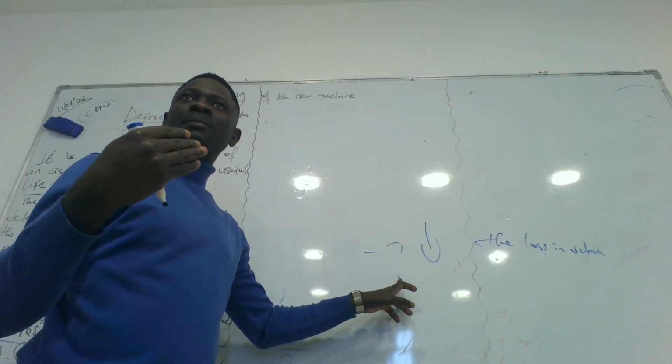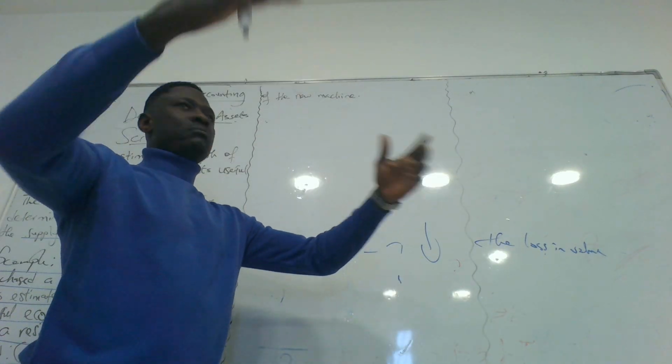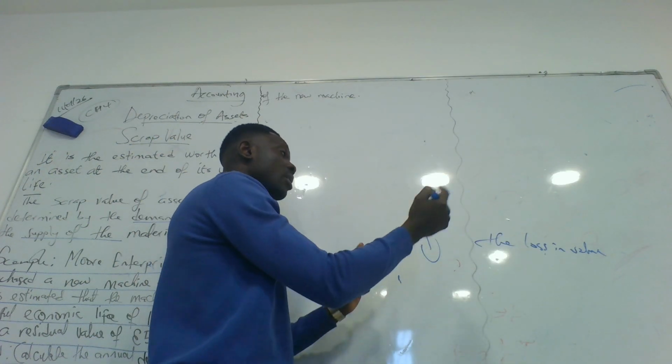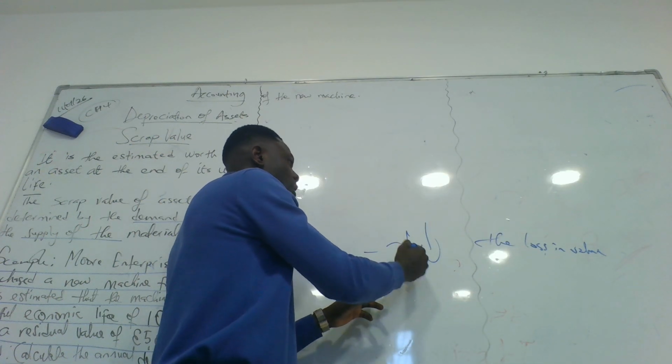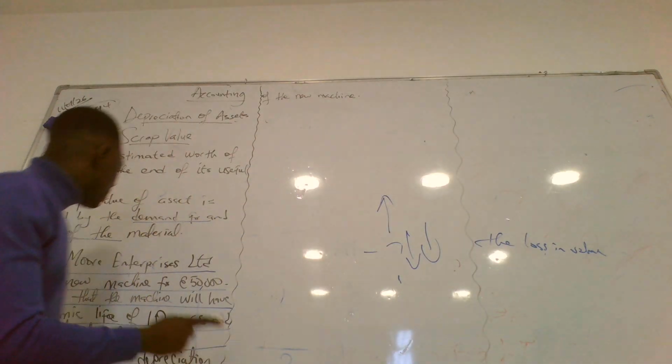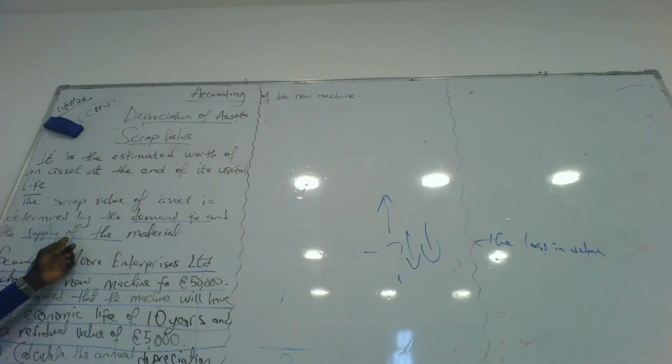If the asset is always in excess in the market, the value will what? Sorry, if it's in excess, the value will drop. If it is scarce in the market, the value will rise. So that's why we said it depends on what? The demand for and the supply of.